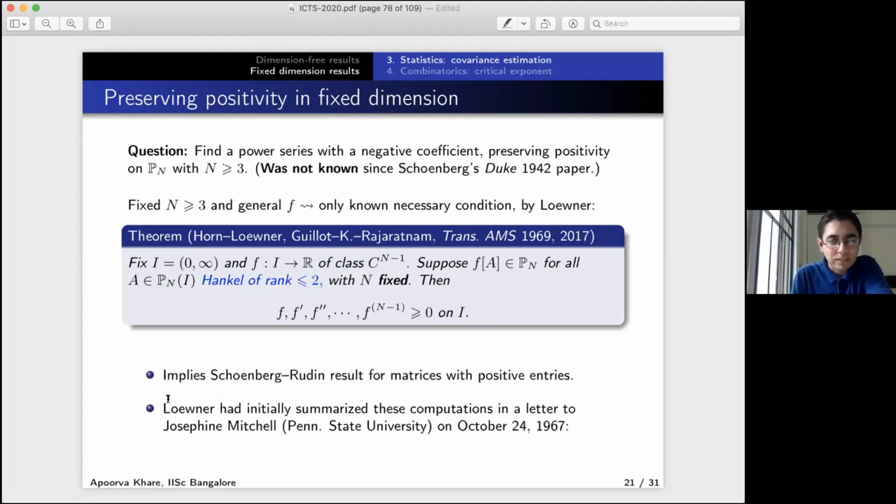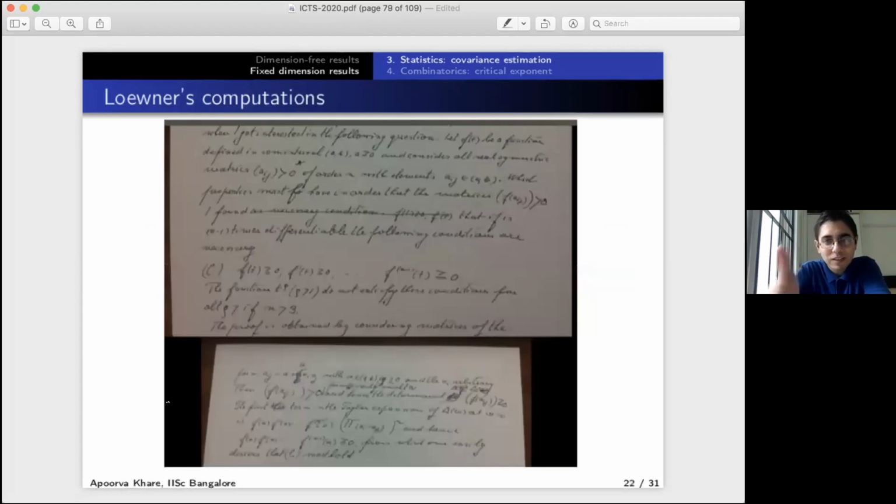So on the positive side, this condition is enough to prove that the function is a power series with positive coefficients. And just as a bit of history, so as I said, I was working in Stanford before this. So Loewner was a faculty there. So when he passed away, he gave all his papers to the library, and I went there one day and asked for all those boxes and dug through them. And there is actually a letter in Loewner's own handwriting which mentions that he got interested in the following question: let f be a function defined in some interval.